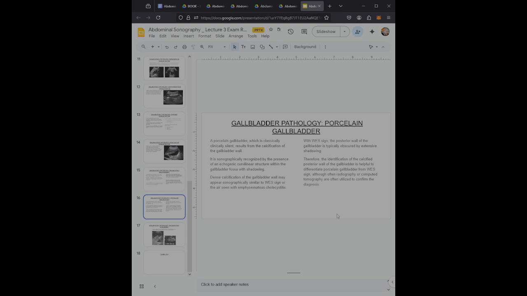So it's important to note that a calcified posterior wall of the gallbladder helps us differentiate a porcelain gallbladder from a WES sign. And with a WES sign, the posterior wall is typically obscured by shadowing gallstones within the gallbladder, although many times the posterior wall will be seen with a porcelain gallbladder.